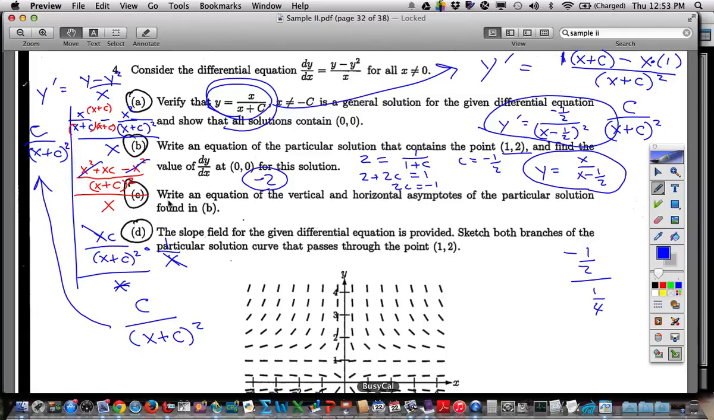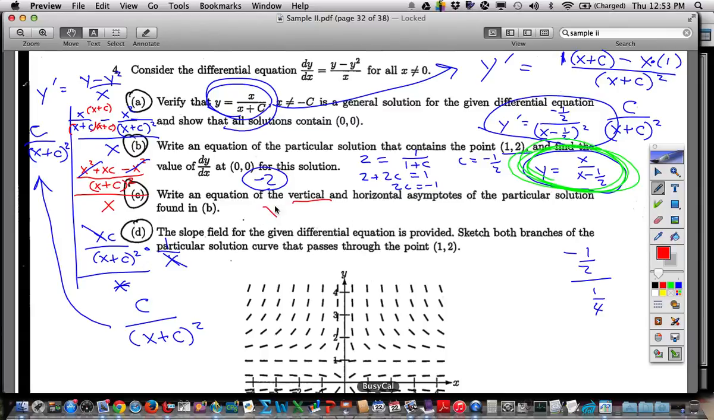Okay, C. Write an equation of the vertical and horizontal asymptotes of the particular solution found in B. Okay, this is it right here. Now it's getting messy here now, but this is my particular solution right here. Well, this is good practice for limits, because that's really what asymptotes are about. Vertical asymptotes are the easy ones, so let's do those first. This yellow equation, this is my solution, this is my y graph. What are the vertical asymptotes?